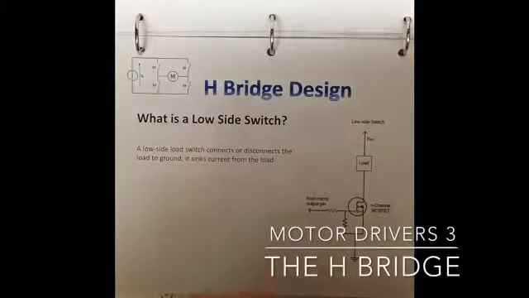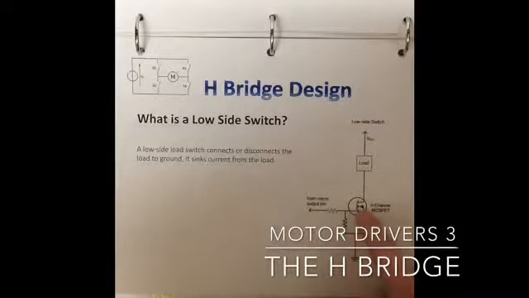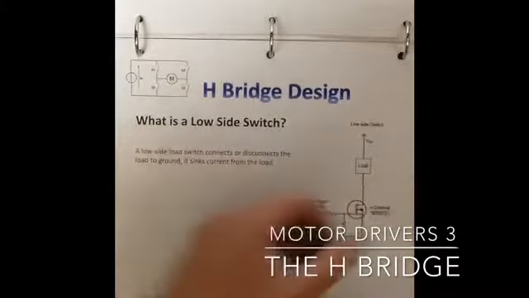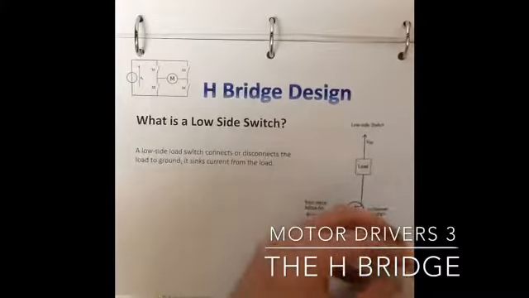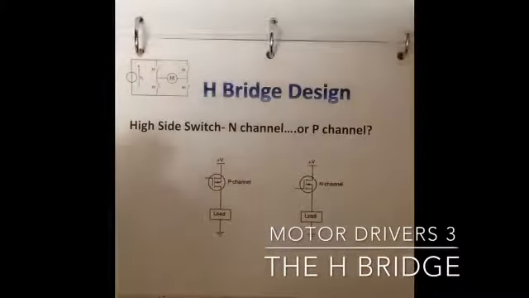On a low side switch, you'd have the source, the load, and then the switch. In this case, we've got an N channel FET, and again, a high would turn it on. Otherwise, with a P, it would be a low that would turn on. So that's what a high and a low side is. Basically, the low side sinks the current, and the high side sources the current.